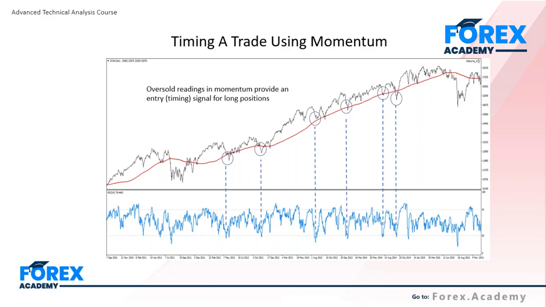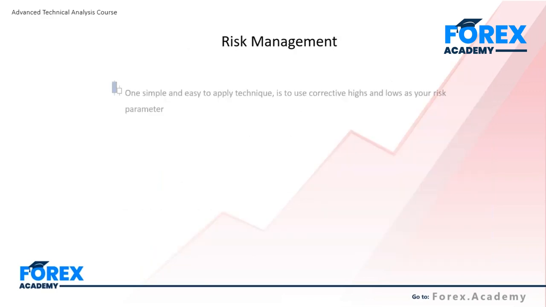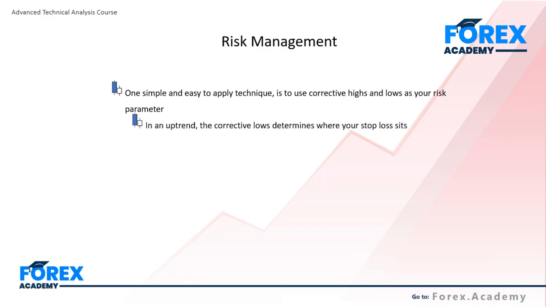Let's just extend our discussion and our focus on risk management. As we've just shown in the previous example, a very simple and easy technique to apply is to use the corrective highs and lows as your risk parameter. Being able to identify your support and resistance levels helps facilitate where you can place your stop loss levels. In an uptrend, remember that the corrective lows determine where your stop loss sits. In a downtrend, it's the opposite. The corrective highs determine where you place your stop loss.